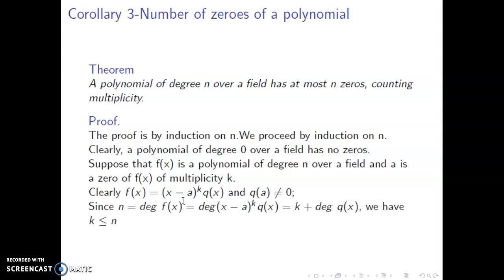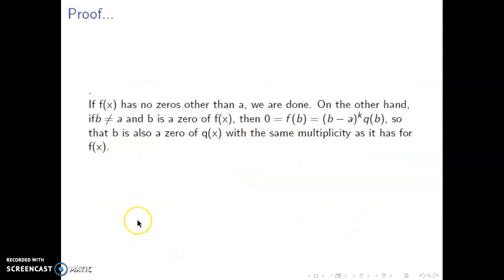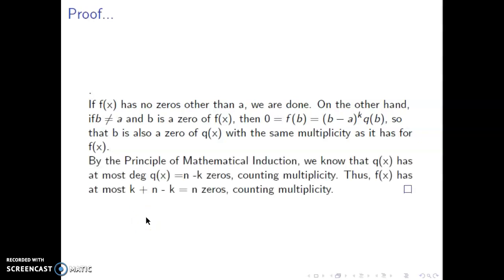Since n, which is the degree of f of x, is equal to degree of x minus a raised to k into q of x, which is k plus degree of q of x, we have k is less than or equal to n. If f of x has no zeros other than a, we are done. On the other hand, if b is not equal to a and b is a 0 of f of x, then f of b is 0 and it's equal to b minus a raised to k into q of b. So b is also a 0 of q of x with the same multiplicity as it has for f of x.